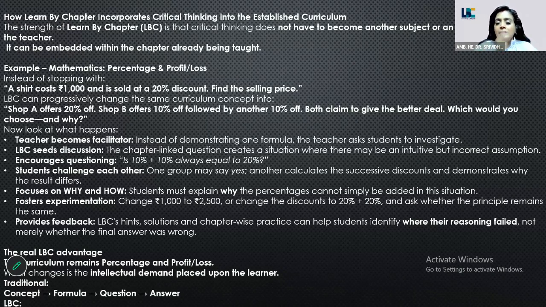One group may say yes, another group calculates with the successive discounts and demonstrates why the result differs. They find out the answer of why, how, what, whether it's correct or wrong, and they come up with their own answer. The student finally will be able to explain and convince people why the percentages cannot simply be added in this situation. It fosters experimentation: change ₹1,000 to ₹2,500, change the discounts, and see whether the principle remains the same or not.